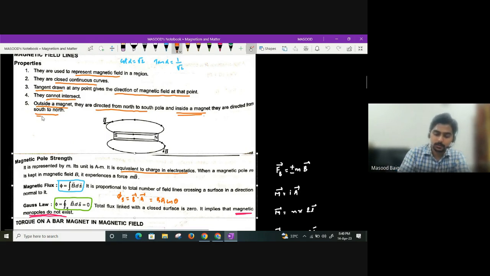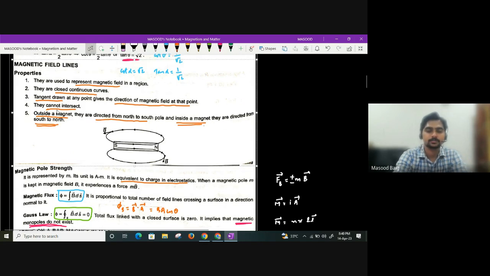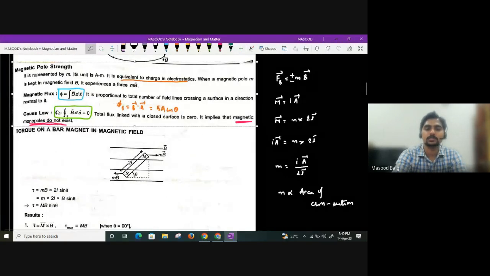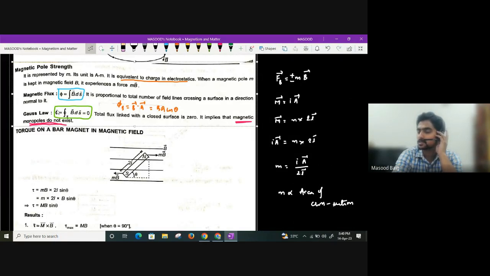Clear? Then we are talking about magnetic pole strength, guys. Magnetic pole strength is similar to charge in electrostatics. Whenever a charge is placed in an external electric field, will it experience force? Yes. In the same manner, whenever a pole is placed in an external magnetic field, it will also experience force. North pole will experience force in the direction of the magnetic field. South pole will experience force opposite to the direction of the magnetic field. Right?